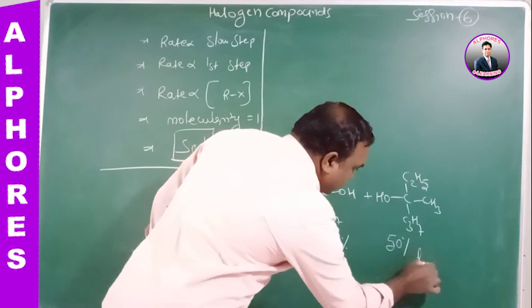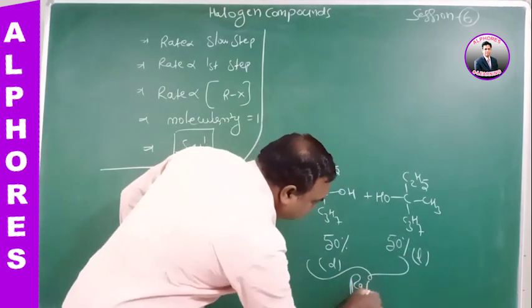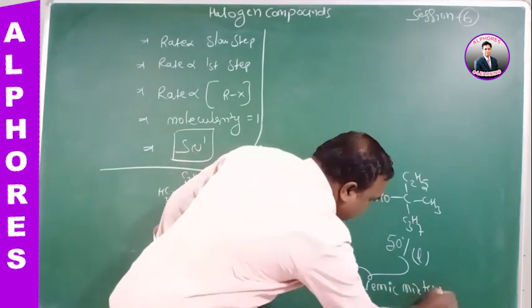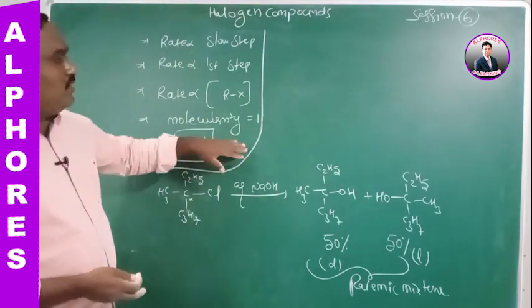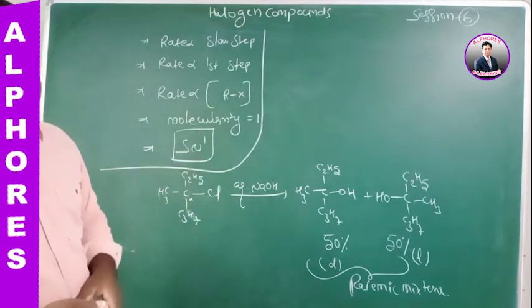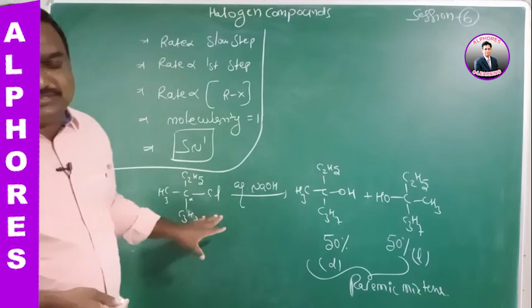50% D form, 50% L form. Racemic mixture is formed in this case. How to write the mechanism we have already done. Based on that concept we can write a mechanism for this one. This is a way to explain the SN1 reactions.